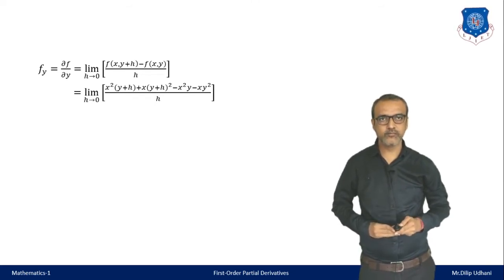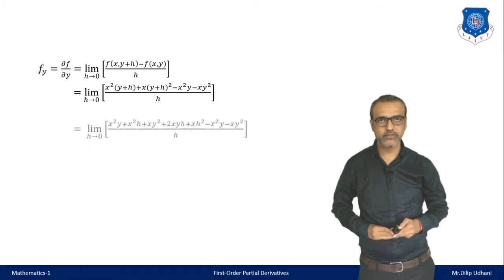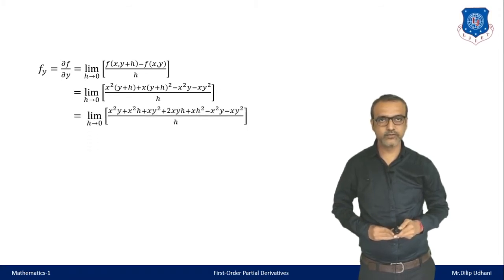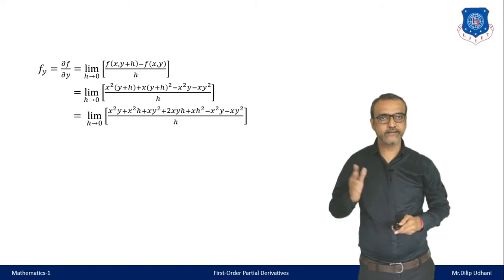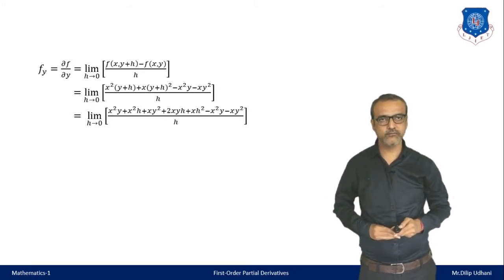First of all we will multiply y plus h by x square, so it will become limit h tends to 0, x square y plus x square h. Then after we will expand y plus h the whole square according to the formula of a plus b the whole square, that is a square plus 2ab plus b square. Then after we will multiply the result by x. So the result is x into y square plus 2xy into h plus xh square. Then after minus x square y minus xy square will be as it is.